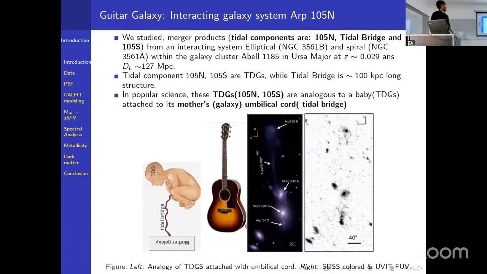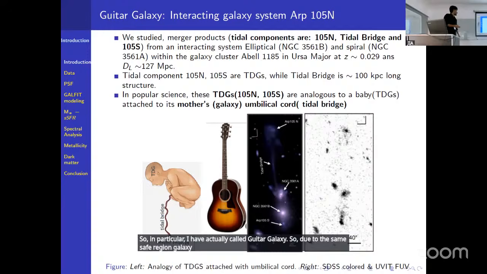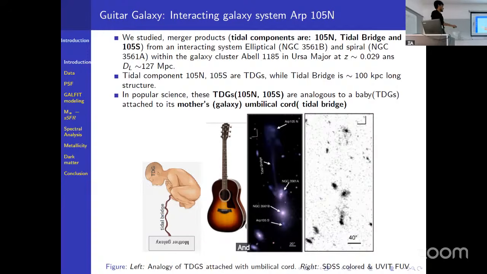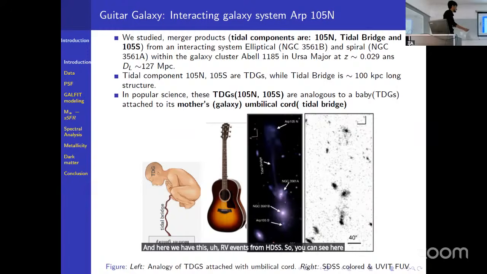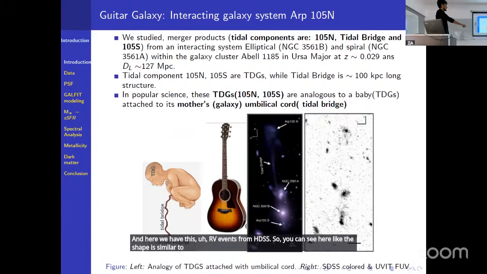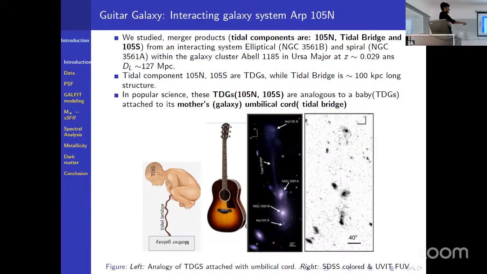So in particular, I have studied a galaxy called the Guitar Galaxy. Due to its resemblance, it is called the Guitar Galaxy. And here we have this RGB image from SDSS. You can see that the shape is similar to a guitar. NGC 661b is the guitar body, and this is the star galaxy, and there is a tidal bridge here, which is around 100 kiloparsec long. And at the tip of this tidal bridge, there are two galaxies. This is the north part, and this is the south part.